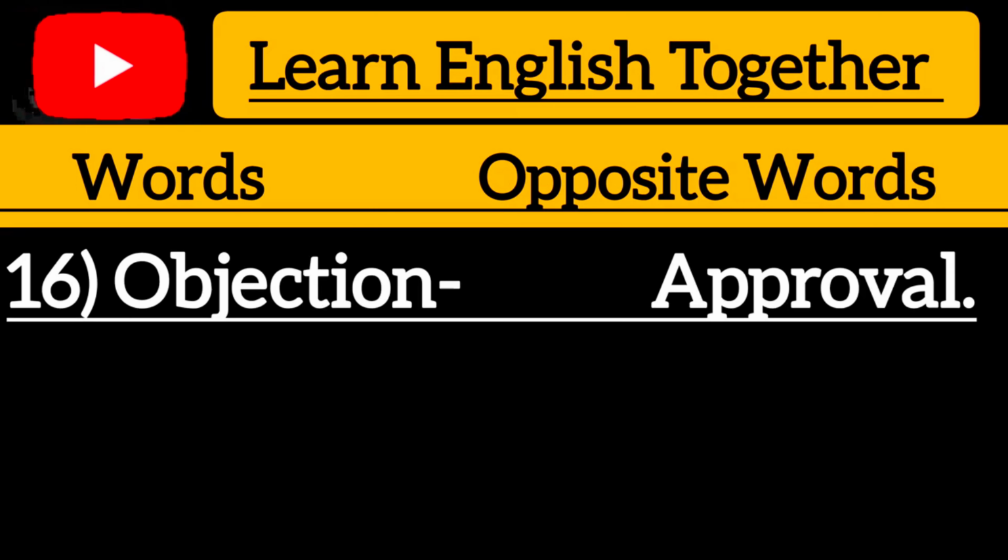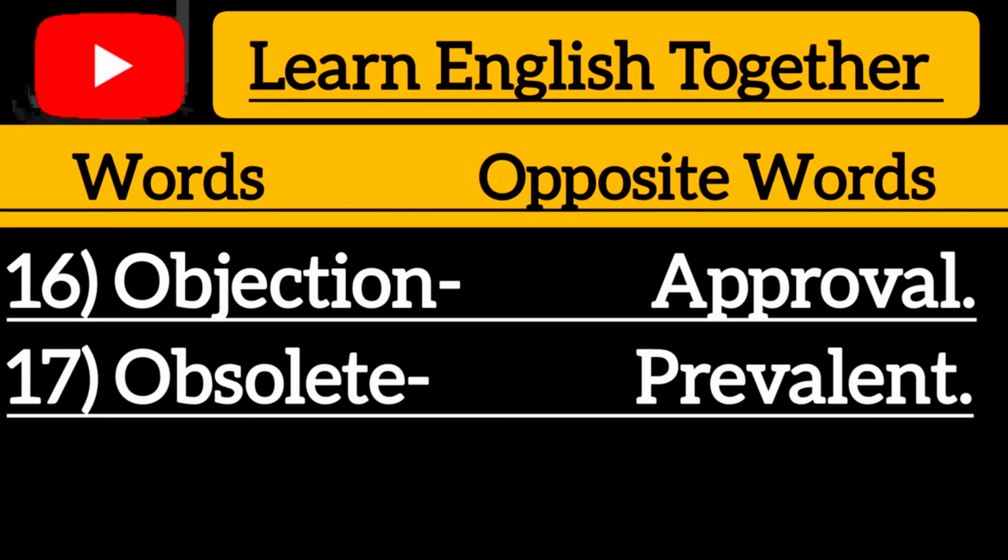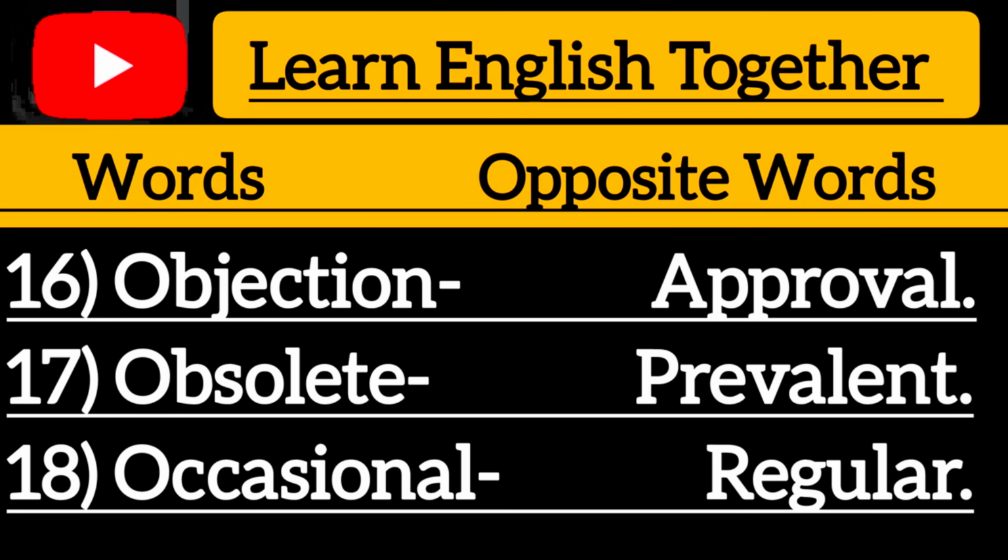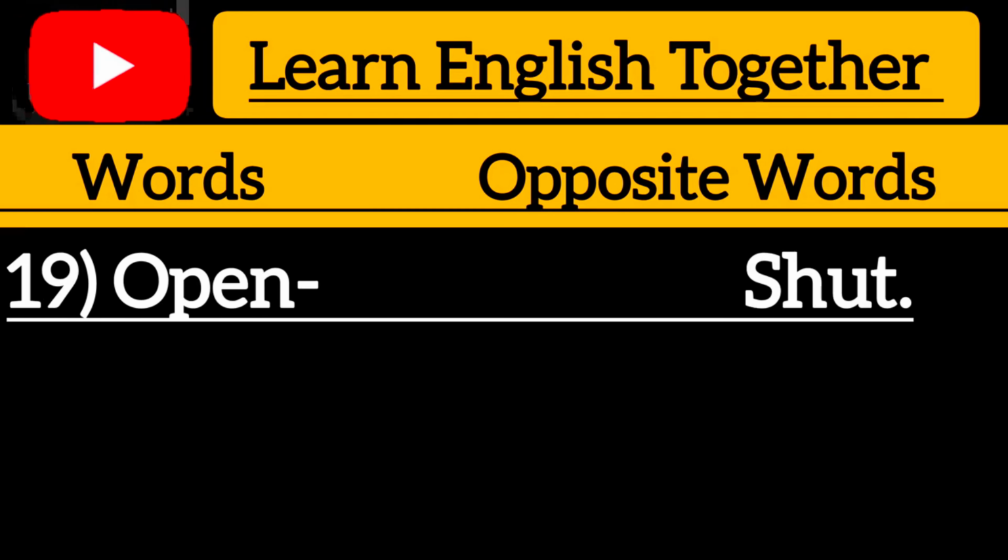Number 16, objection. Opposite word is approval. Number 17, obsolete. Opposite word is prevalent. Number 18, occasional. Opposite word is regular. Number 19, open. Opposite word is shut.